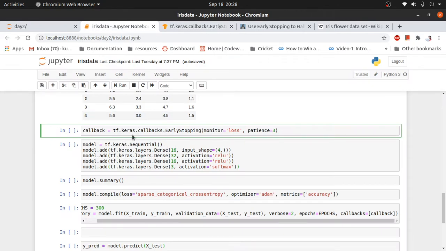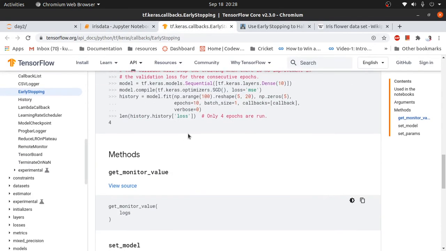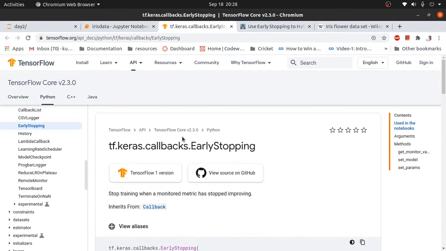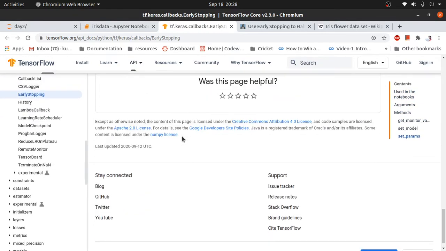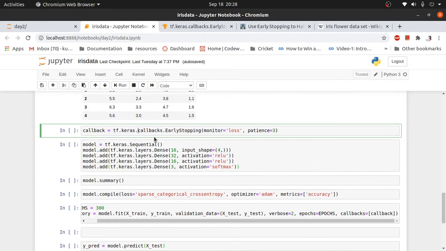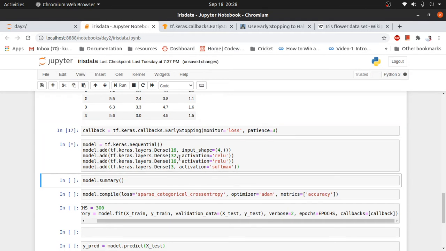What this callback function does is early stopping. Let's see their example, what they are explaining. Maybe they have a graph. No, they don't have a graph. Anyway, first of all let's execute and then try to understand what is happening.